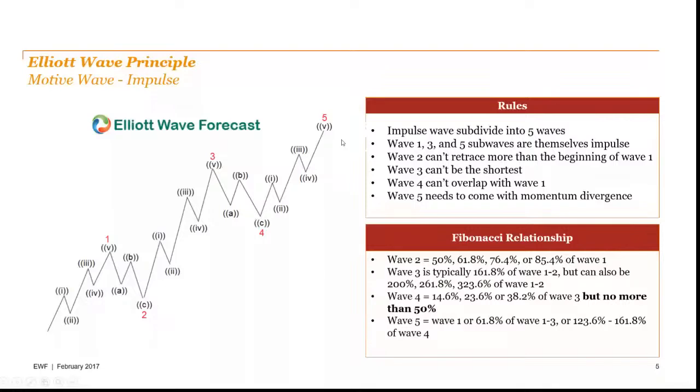But when you look at the momentum, which is your RSI indicator or your MACD indicator or your stochastic indicator, that momentum indicator does not make a new high. So the price makes a higher high, but the momentum makes a lower high. If that makes sense, the momentum makes a lower high. So that's what is meant by momentum divergence. All right.